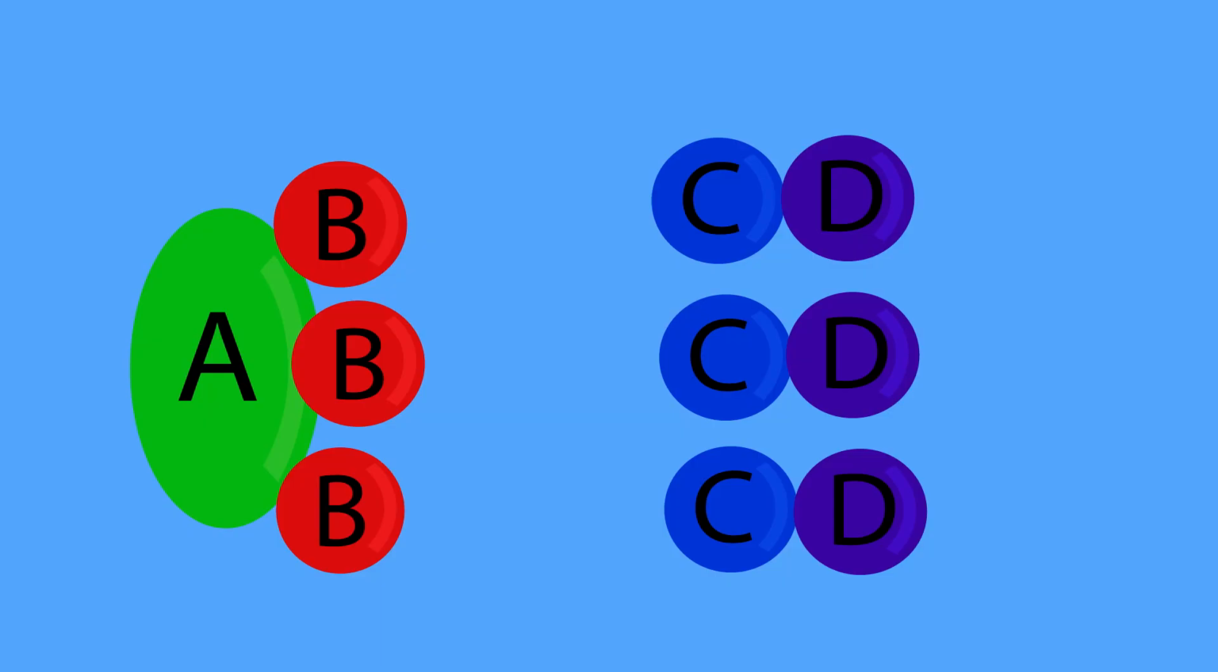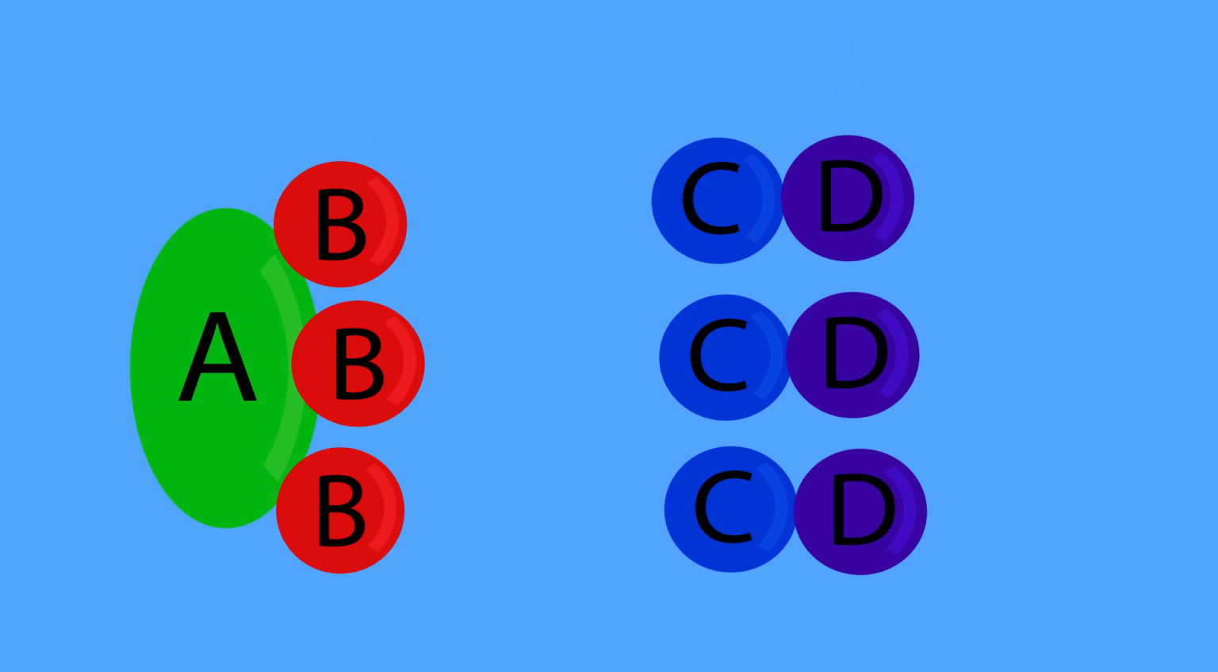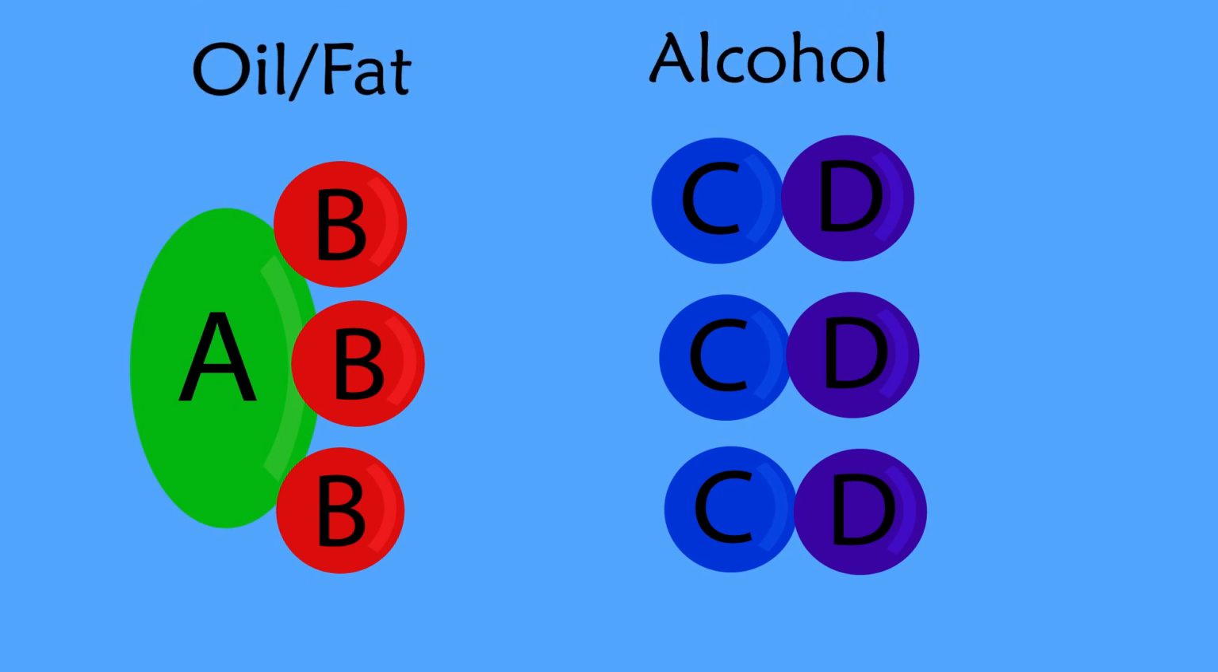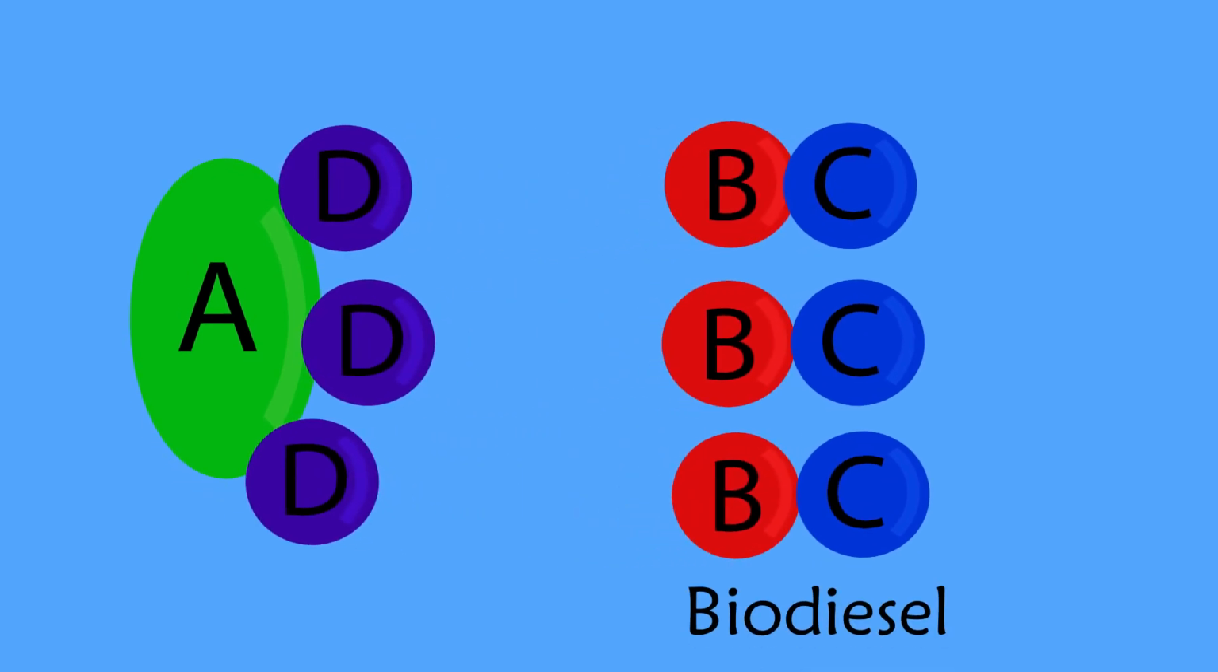The process for making biodiesel, called transesterification, is a chemical reaction in which 1 mole of triglycerides, vegetable oil or animal fats, reacts with 3 moles of alcohol to produce 3 moles of ethyl esters, biodiesel, and 1 mole of glycerol, a coproduct.